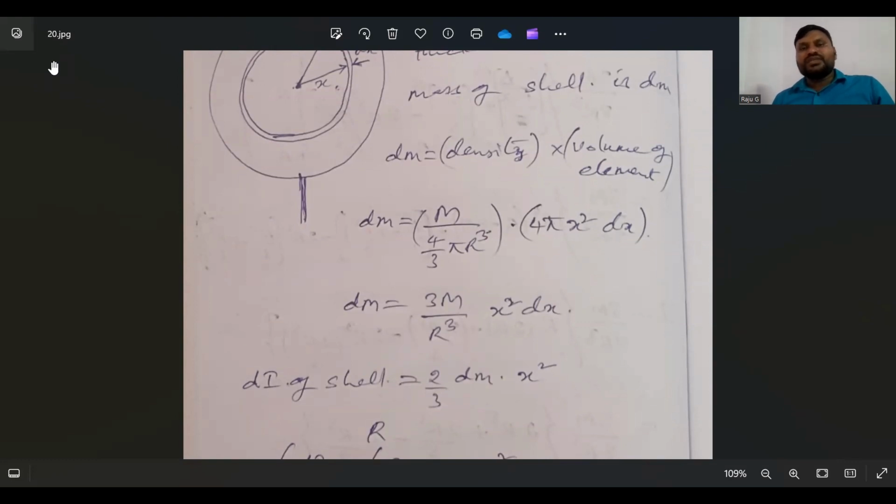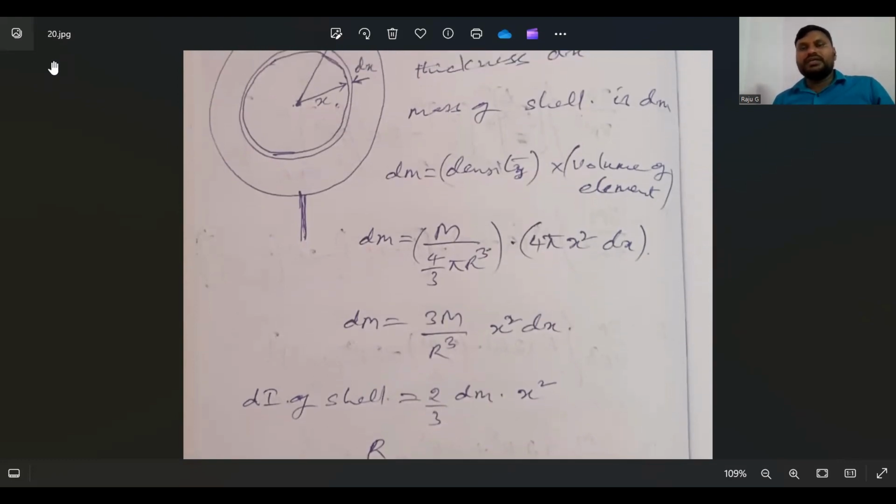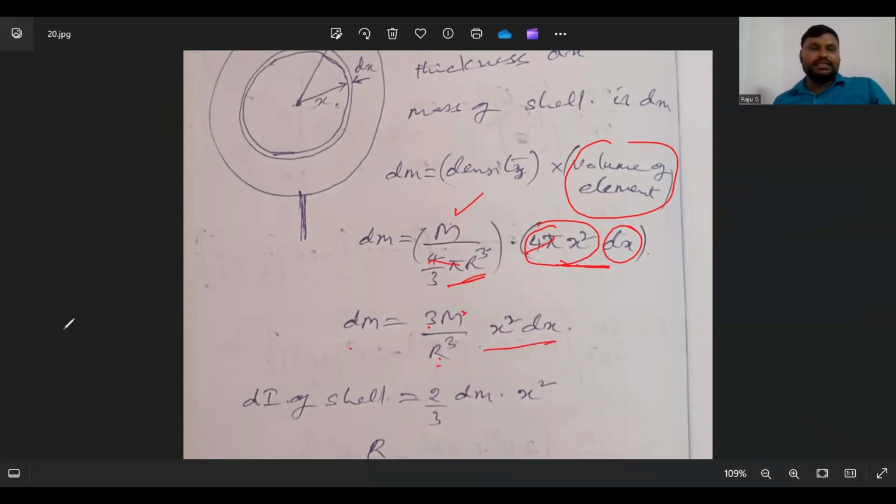dm is equal to density of the sphere into volume of the element. Density of the sphere is nothing but total mass by total volume, m by 4 by 3 pi r cube. Now, volume of the element, it is a shell whose surface area is 4 pi x square, whose thickness is dx. So, surface area into thickness will give you the volume of the shell. So, dm is equal to 3m by r cube. So, 4 pi will cancel. 3m by r cube, x square into dx is dm.